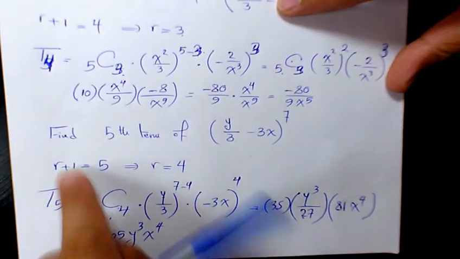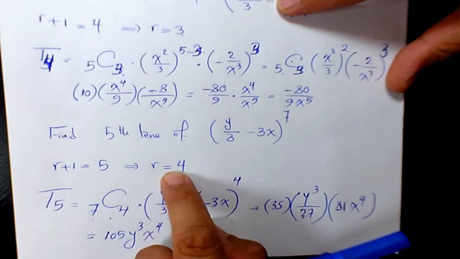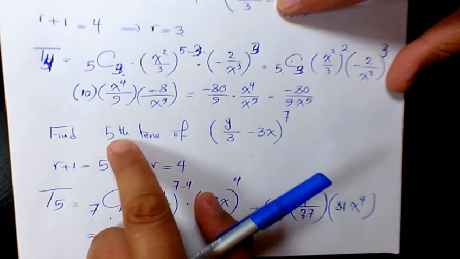Remember, this is very important because I made a mistake here. So it's very, very important. When it says fifth term, you're talking about r plus 1. You need to find out r. That's going to be the fifth term on the Pascal's triangle.